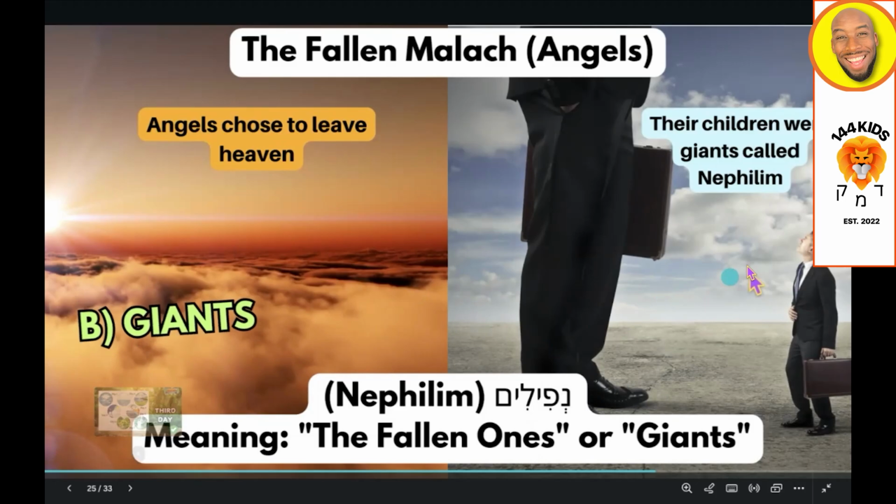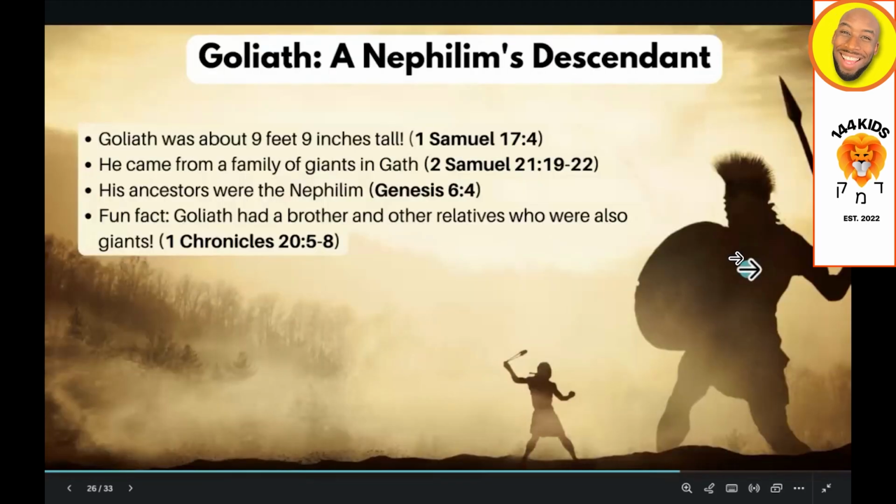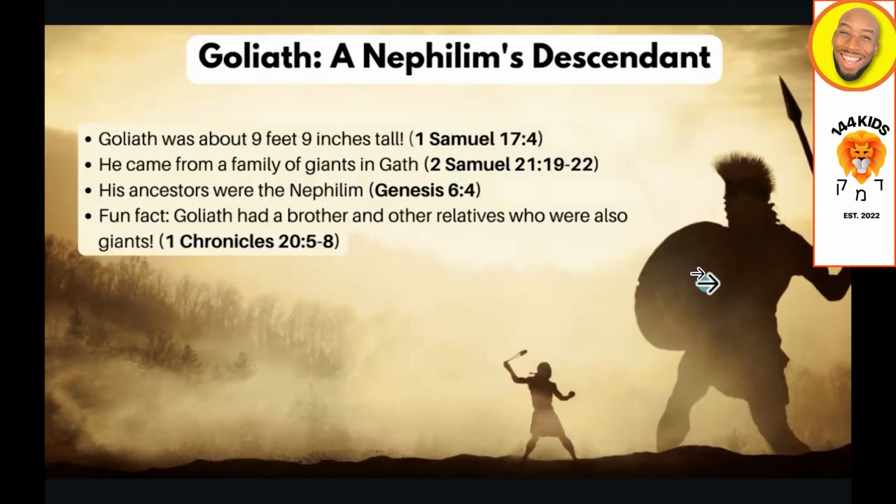All right. And I think, is that the last one? It should be the last one. Oh, no. We also talked about how Goliath was a Nephilim descendant, a giant descendant. And there's some scriptures here, 1 Samuel, 2 Samuel, Genesis, and 1 Chronicles. Some references there we went over before.